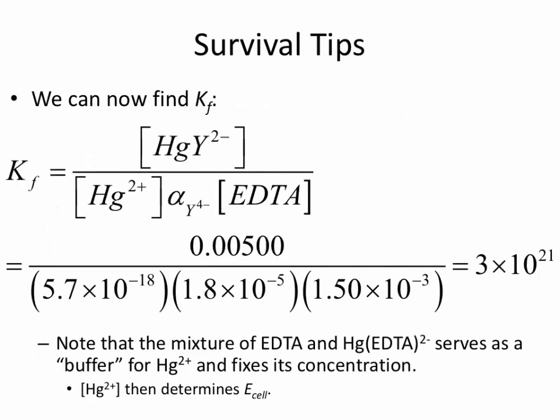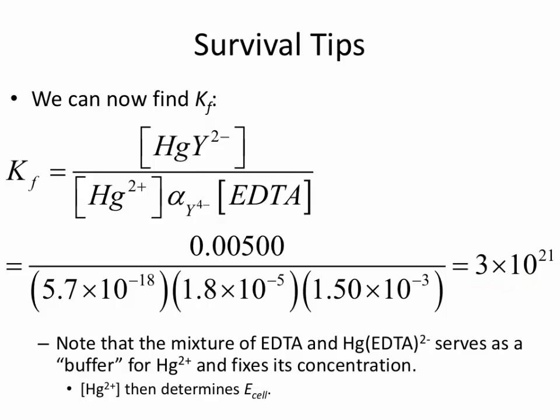And now we can plug that value in here. We can plug in our 5.7 times 10 to the minus 18 molar for our mercury ion concentration. We can plug in our 0.005 molar concentration for our mercury EDTA complex. We can plug in our fraction here as 1.8 times 10 to the minus 5, and we can plug in our total EDTA concentration of 1.5 times 10 to the minus 3 molar. And that gives us a Kf of 3 times 10 to the 21.